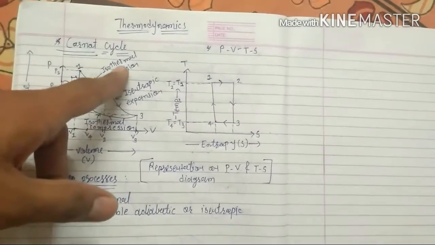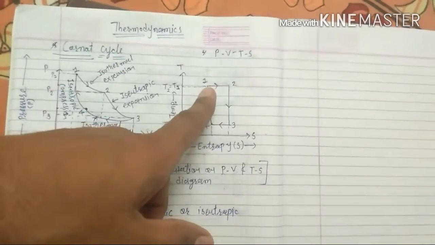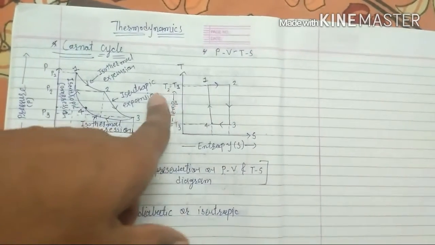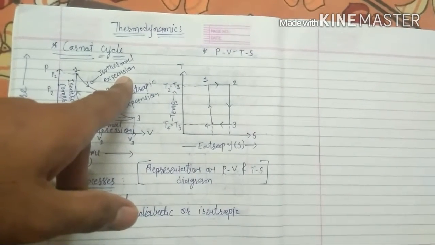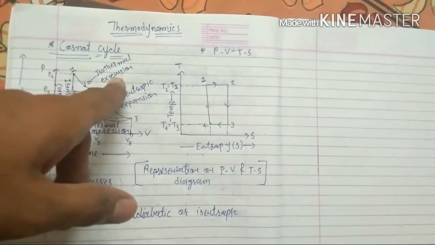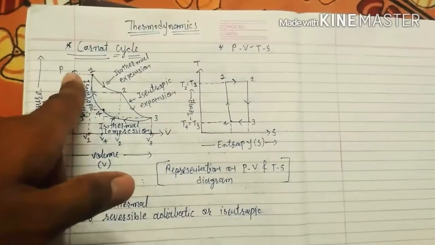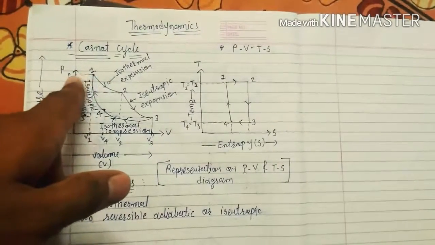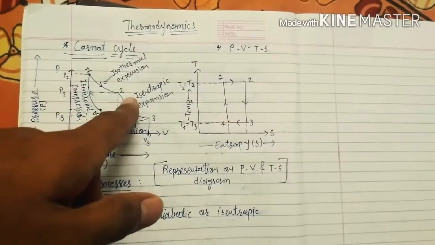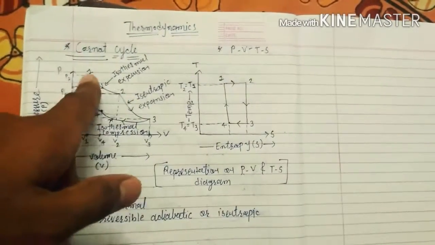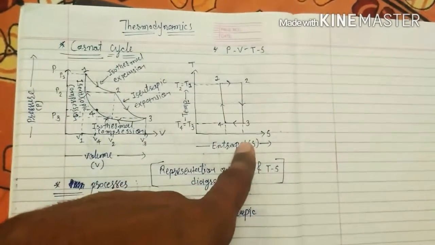Now the first one, process 1 to 2, which is the isothermal expansion process. Since it is isothermal, the temperature of the gas remains constant, so T1 is equal to T2, and it is an expansion process. So the pressure of the gas will decrease. The pressure at the start was P1, and it decreases during the isothermal expansion process to P2. During this process the temperature is constant and the entropy increases.